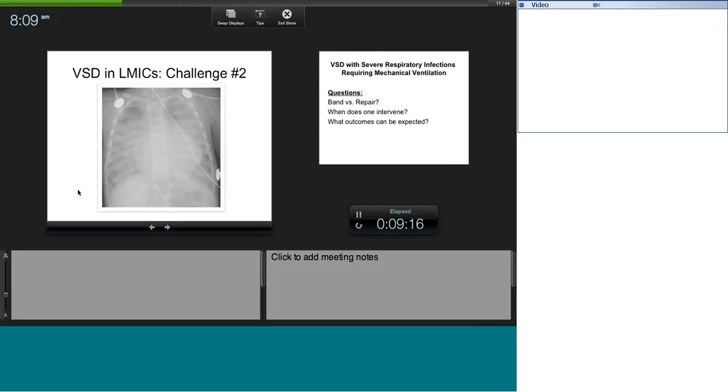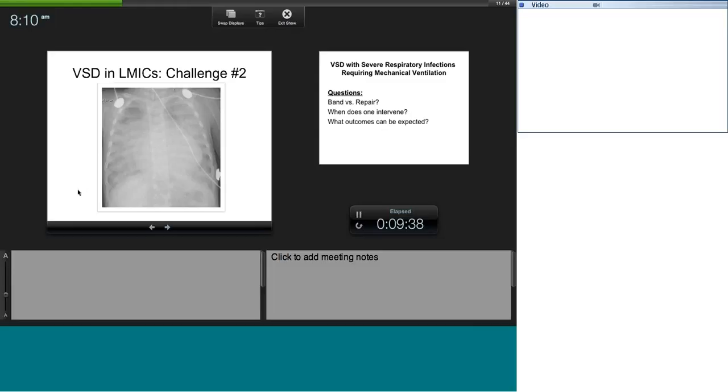So the second challenge that we face in our environment relates to respiratory infection. So it's not uncommon that we encounter a baby who has a pneumonia, who gets ventilated, who gets admitted to the ICU, has a large VSD. Patient is sick, septic, perhaps, and we want to know what to do in these patients.